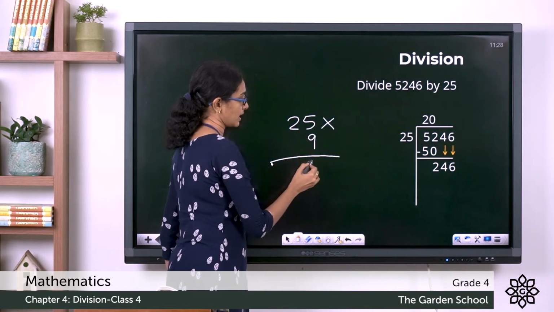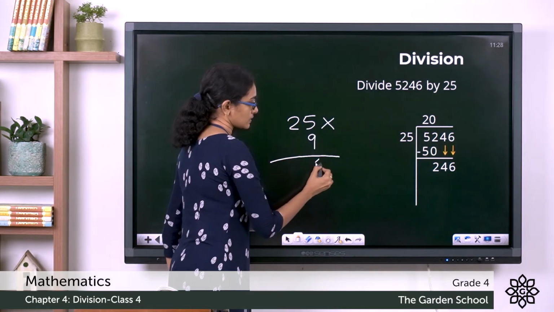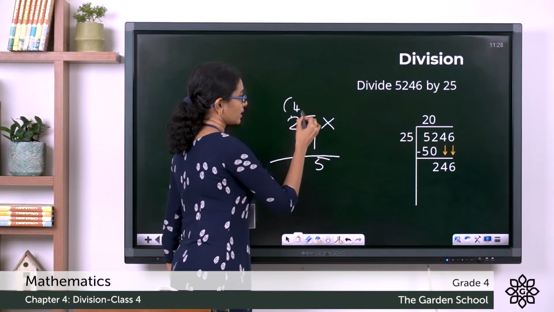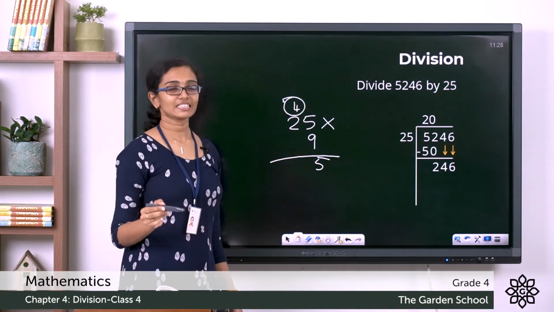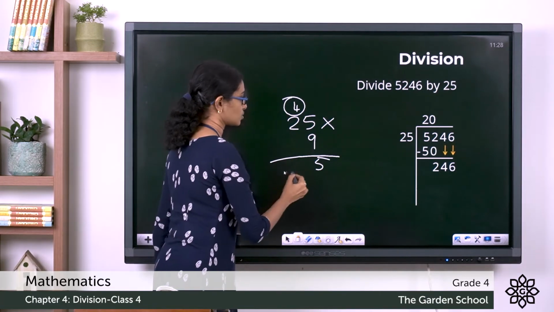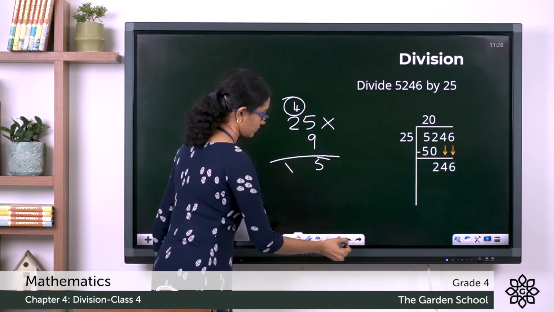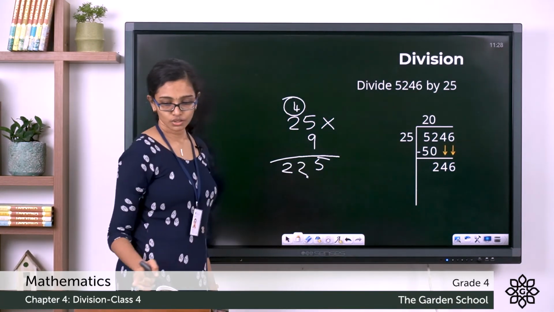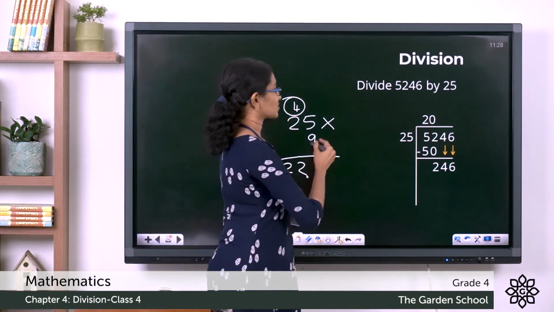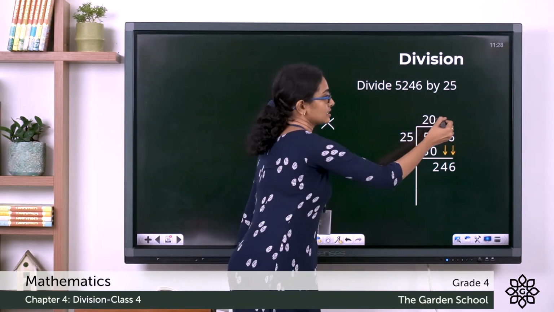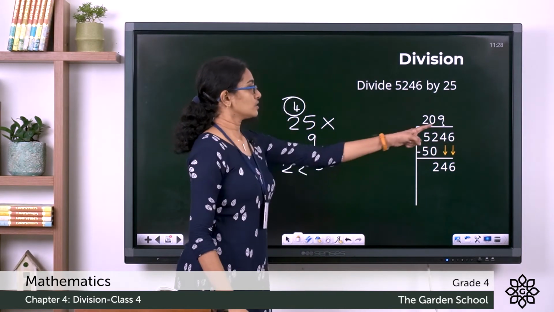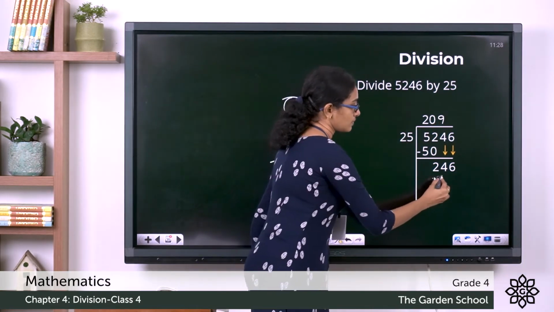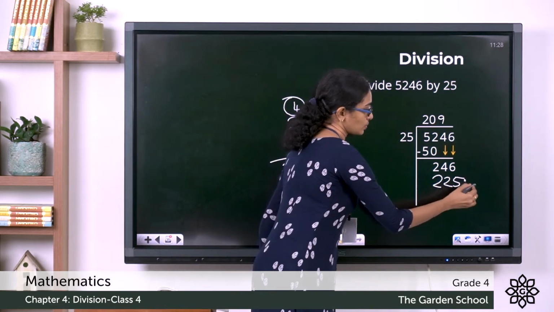So 25 into 9. 9 into 5 is 45. A carry over 4 here. 9 into 2 it's 18. 18 plus 4 is 22. So we have 225. So let's take 9 as the quotient now. 9 into 25, we have 225.